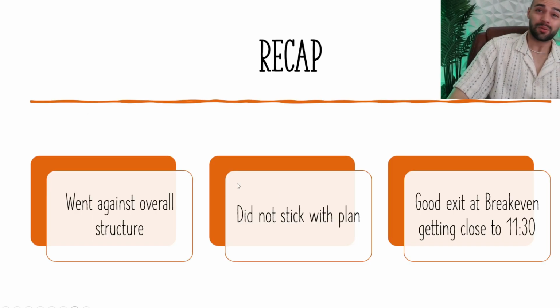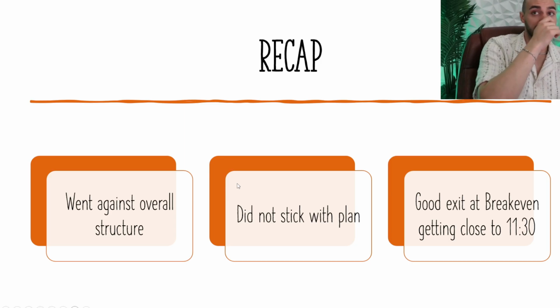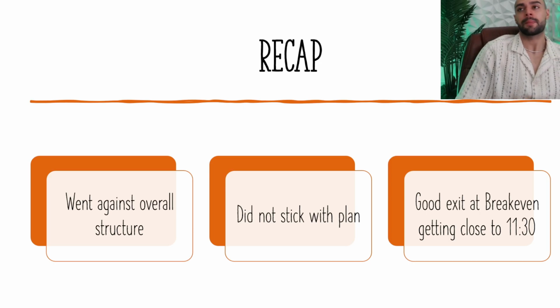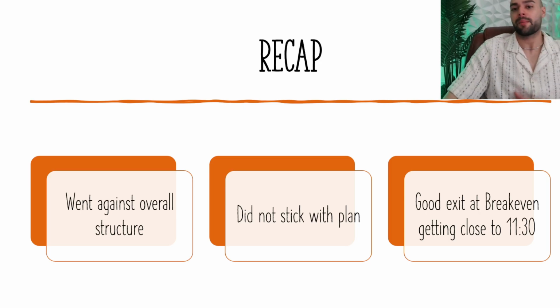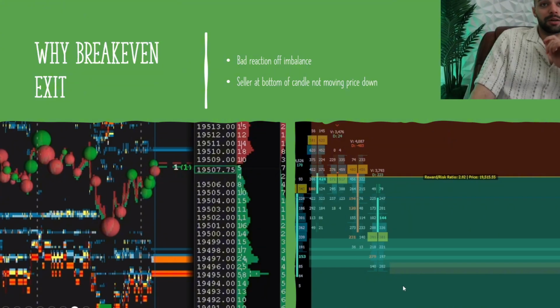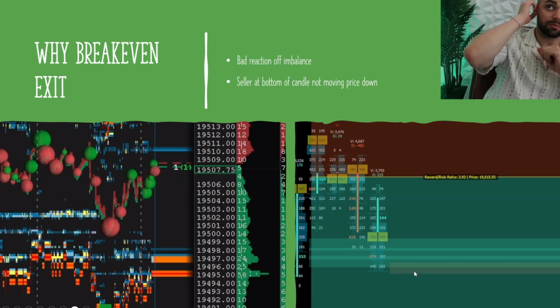But to recap it, right, we went against the overall structure, right? We did not stick with the plan, and it was a good exit at break even, so at least we got out break even, getting close to 11:30, which is around my cutoff time. So why, again, did we have a break even exit, right? Add reaction off imbalances and a reversal imbalance, right? And seller at the bottom of the candle, not moving price down.